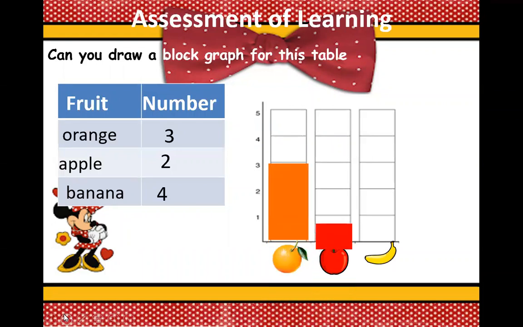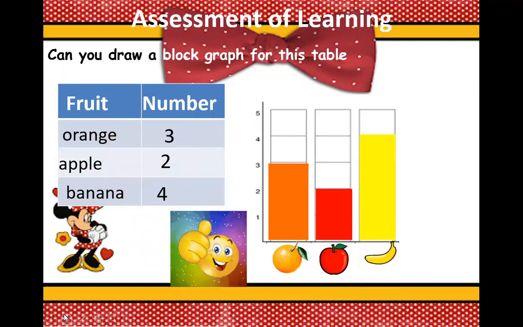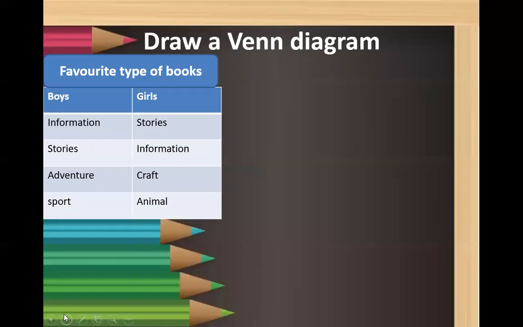So we need to shade 3 parts for orange and apple. We need to shade 2 blocks and banana is 4. Great job. Now draw a Venn diagram.